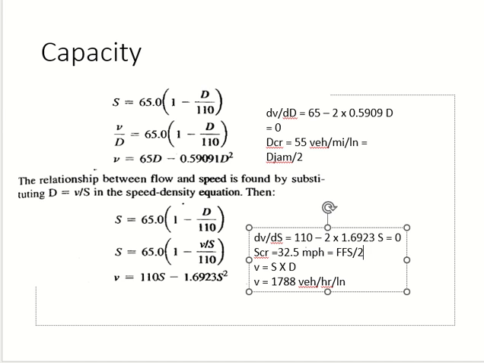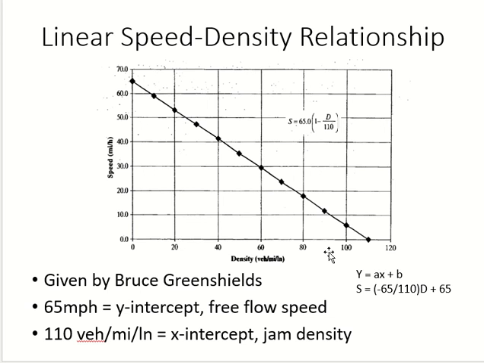I think the 32.5 is the free flow speed. No, 65 is the free flow speed, the maximum speed on the graph. What is the maximum value here on the y-axis? That is the free flow speed.